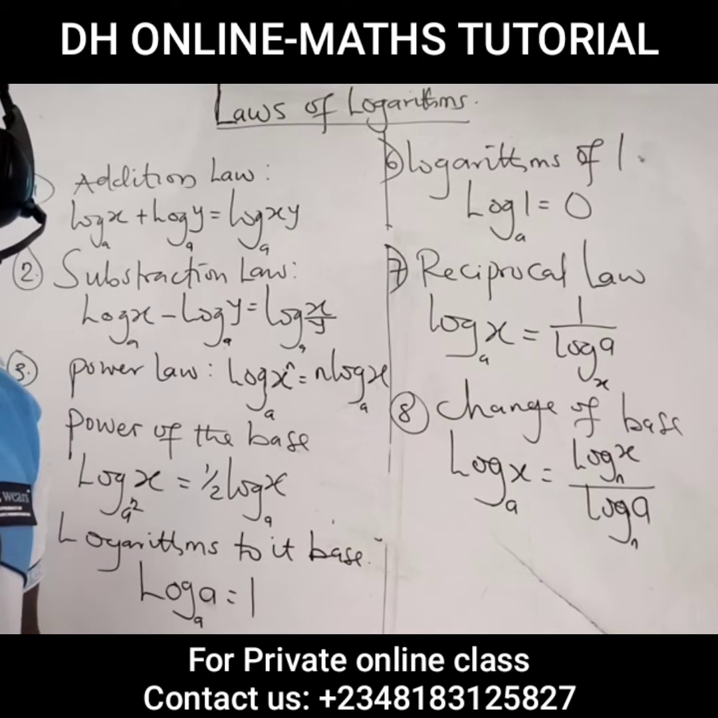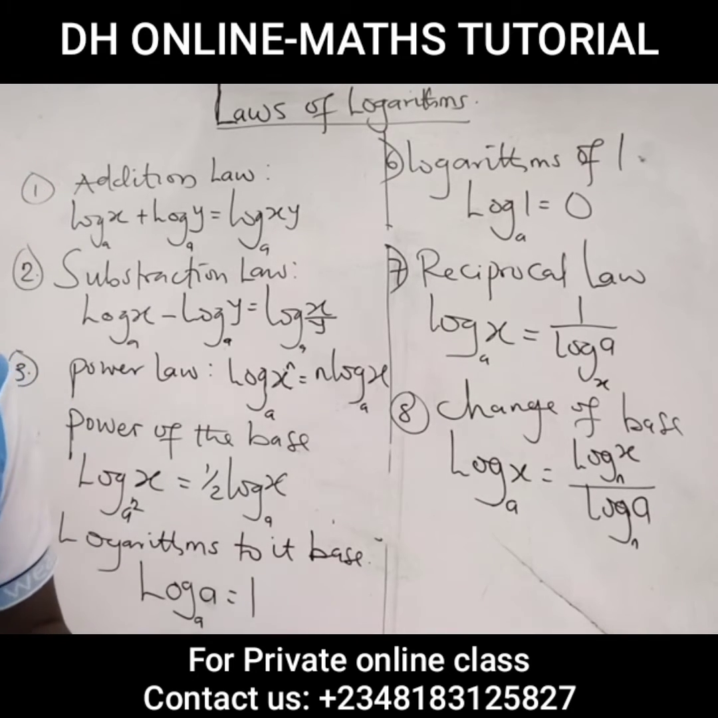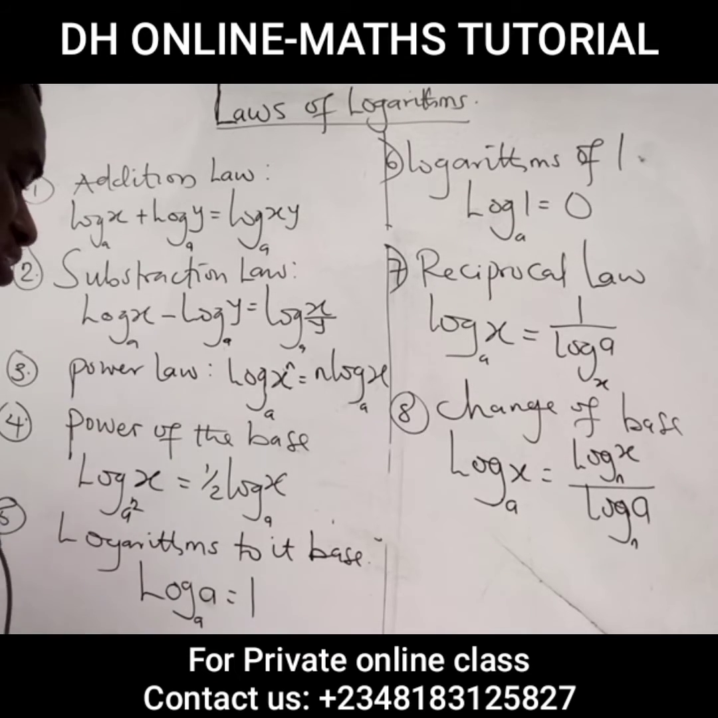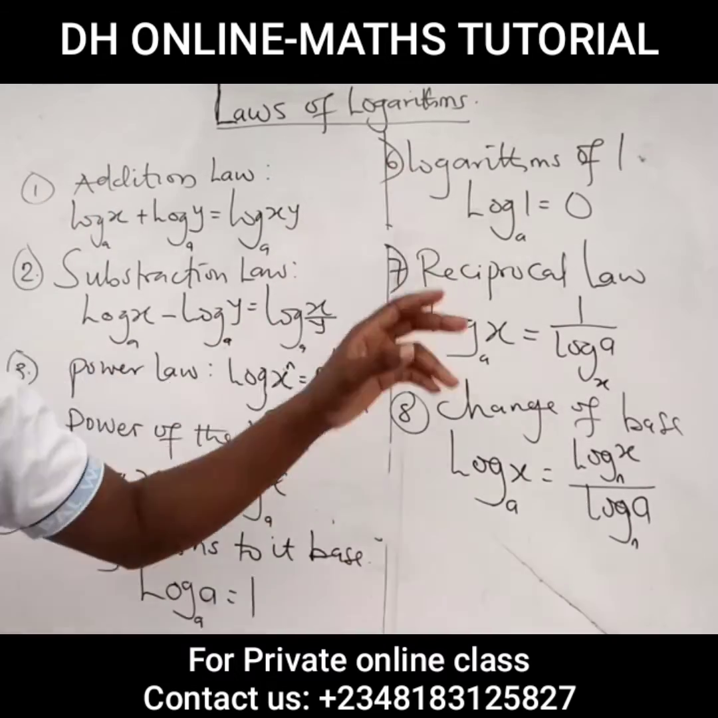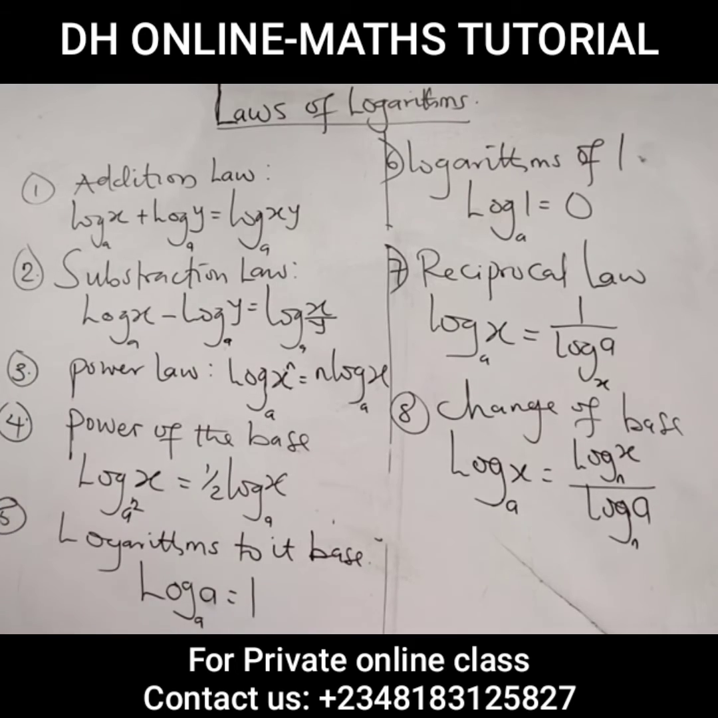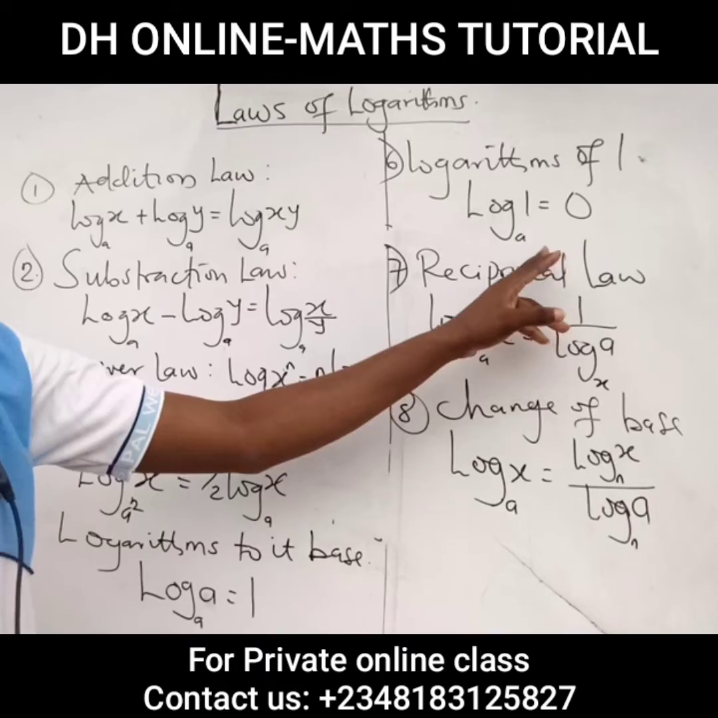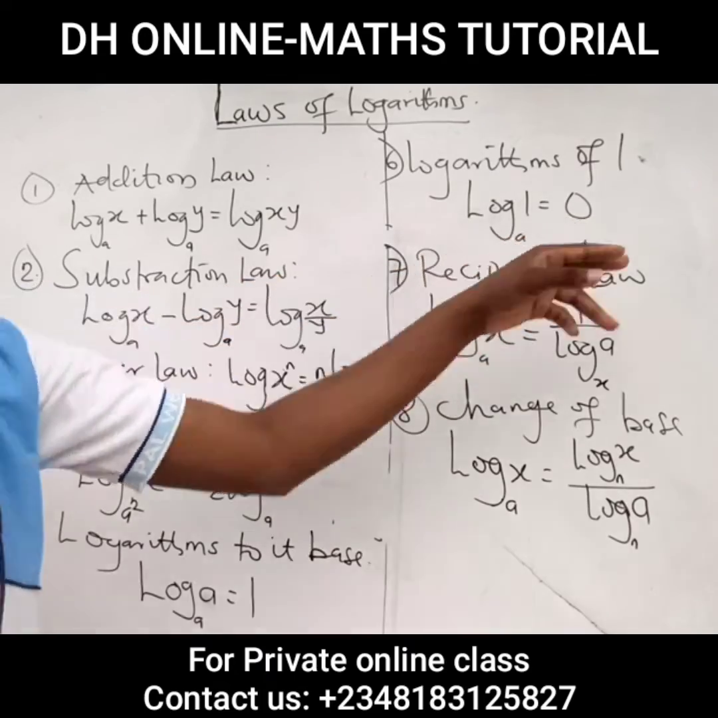To 1. Note that in indices we say anything raised to power 0 is 1, but in logarithm when the logarithm and the base are the same, it is equal to what? To 1. So the 6th law is the logarithm of 1. The sixth law says the logarithm of 1 to the base is equal to 0.